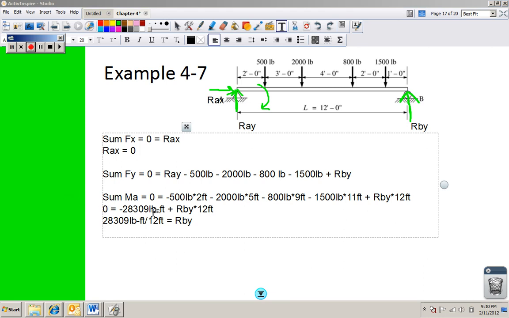Okay, I appear to have made some data entry errors because all these terms are correct, but my number was wrong here. So this number is actually negative 34,700. I hope you're punching into your calculator and caught that. Okay, 34,700. So when I divide that number by 12, I get 2,892 for RBY.